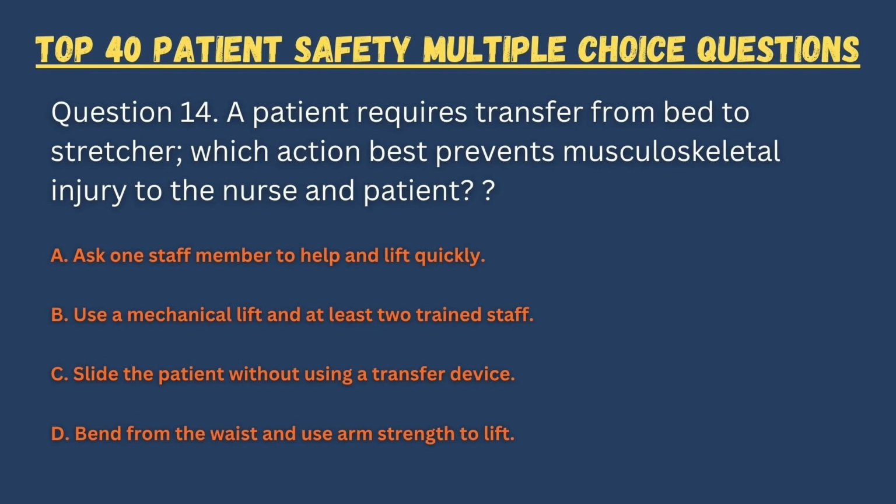Question 14. A patient requires transfer from bed to stretcher. Which action best prevents musculoskeletal injury to the nurse and patient? A. Ask one staff member to help and lift quickly. B. Use a mechanical lift and at least 2 trained staff. C. Slide the patient without using a transfer device. D. Bend from the waist and use arm strength to lift.